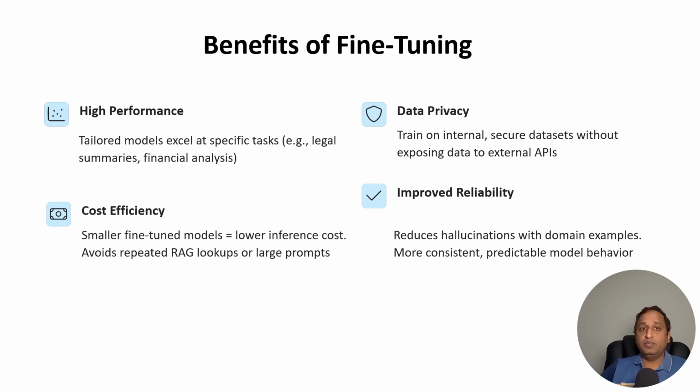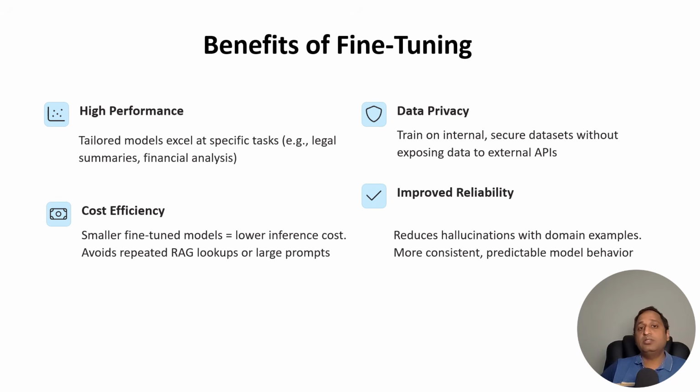Next one is data privacy. When you fine tune using internal data, the data stays secure within your environment. You are not sending your sensitive data to an external API like OpenAI or Anthropic. This is a big deal for a lot of companies in regulated industries like banks, hospitals, insurance. You can stay compliant and in control. You are not sending any of your data outside of your network.